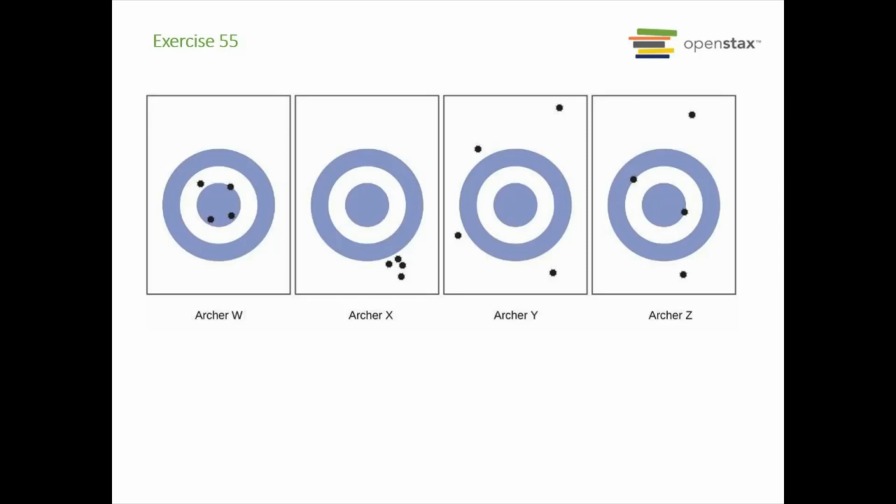Okay, so that ends chapter 1. This last picture here is kind of just a way to look at some accuracy versus precision. I leave you with this to look at and think about. Archer W seems pretty accurate, not precise at all. Archer X, precise, not accurate. Archer Y, neither. Archer Z, neither.